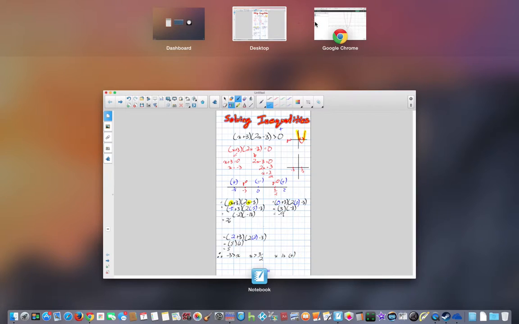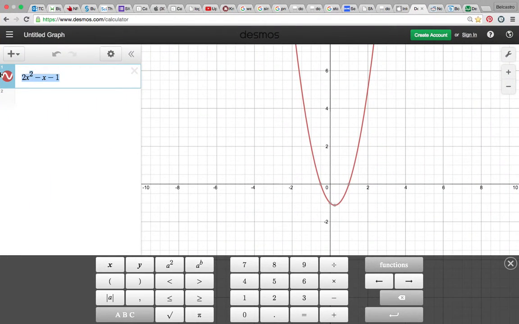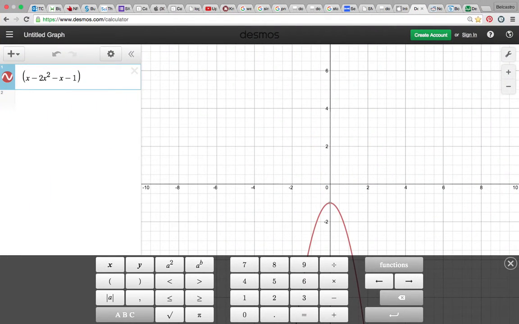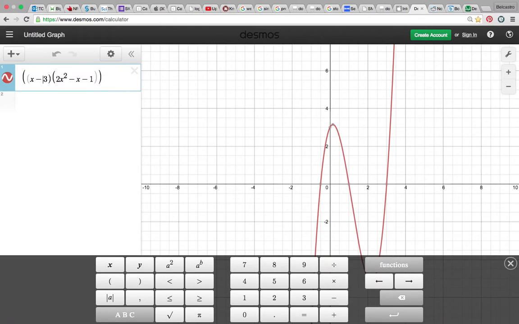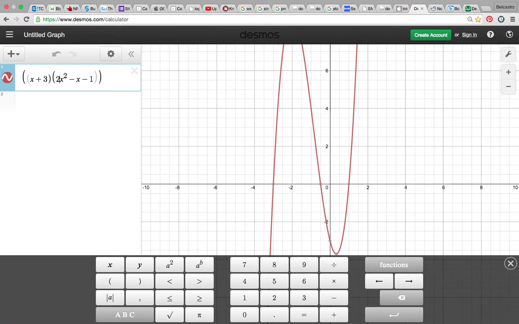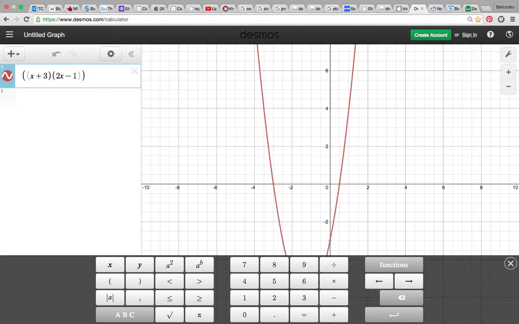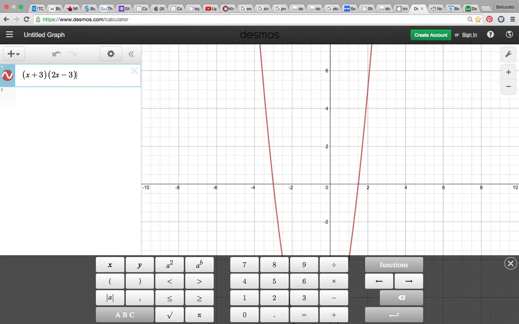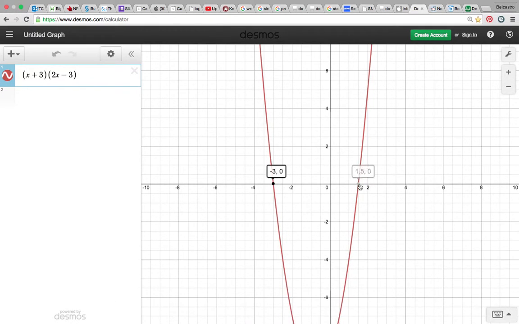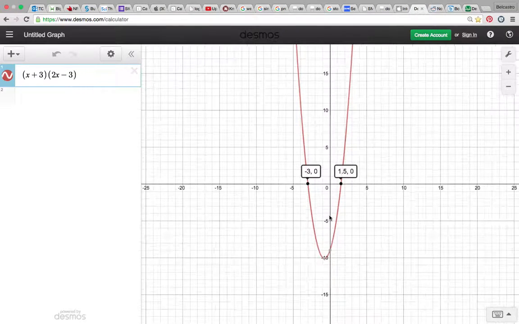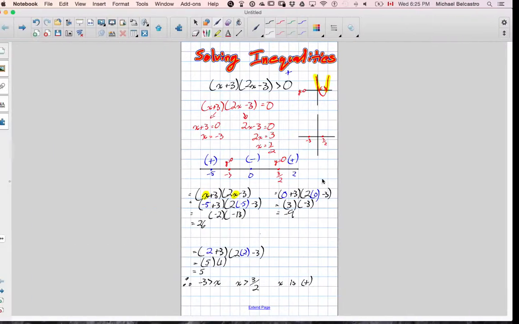I want to see quickly. Oh, good, I have Desmos up. Let's verify our answer here. x plus 3, and 2x minus 3. There it is. Here's our negative 3, positive 1.5. That's exactly what we found. Our interval is positive over here, negative down here, and positive over there. We're great.